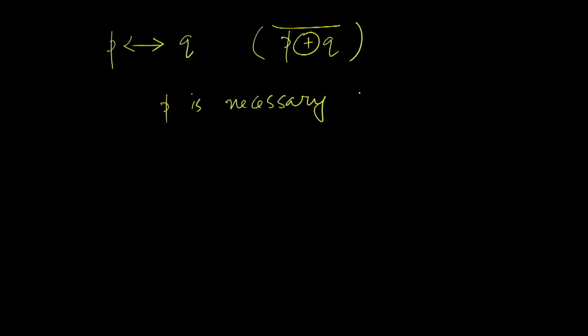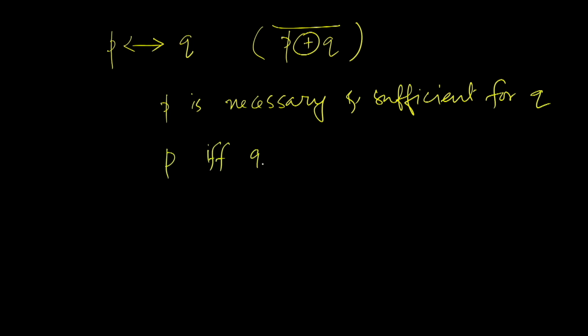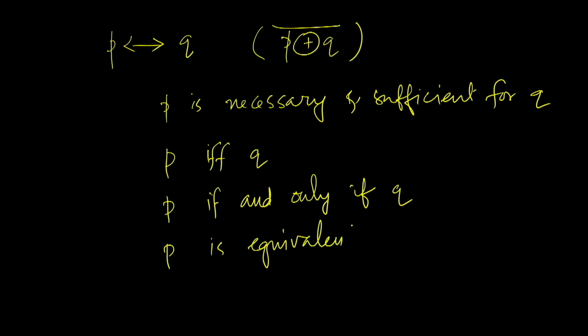The logical connective P is equivalent to Q, which is the negation of the exclusive OR, is usually written in English as P is necessary and sufficient for Q, P if and only if Q, or P is equivalent to Q. Equivalence is true if and only if P and Q have the same logical value, either both are true or both are false.